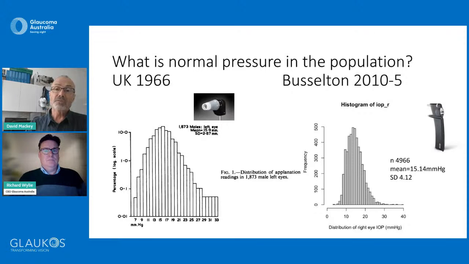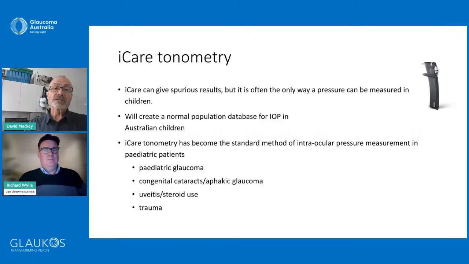And in the past, when I was training, we would often have to give children a general anaesthetic to be able to measure their pressure, and now we can do it relatively easily in the clinic. So with the iCare tonometer, as this is now the most commonly used device for measuring pressures in children, we want to create the normal population distribution of pressure, and is that consistent?